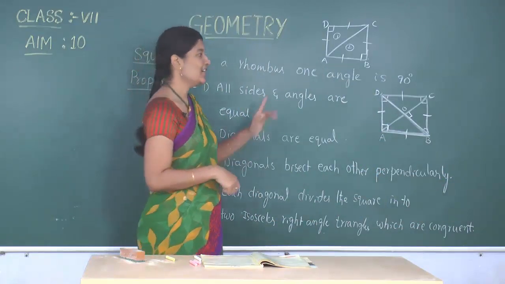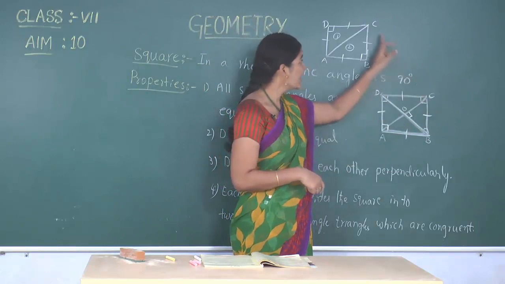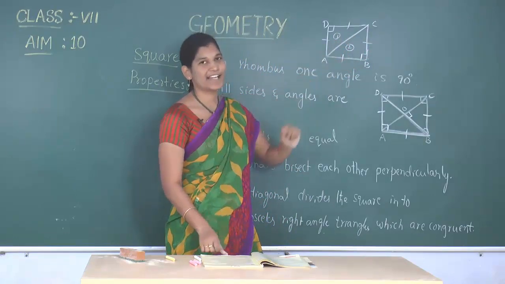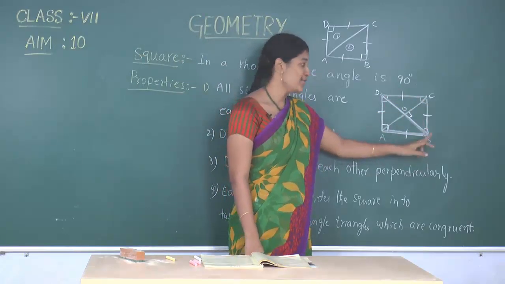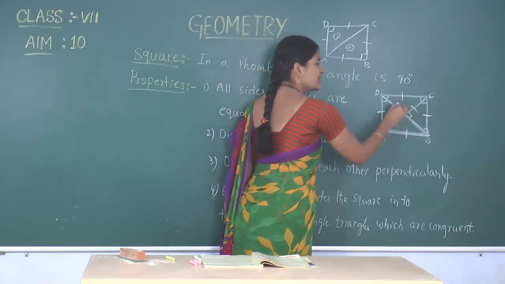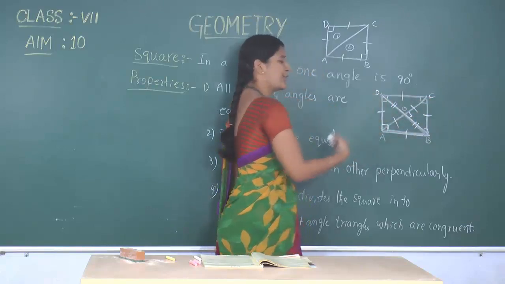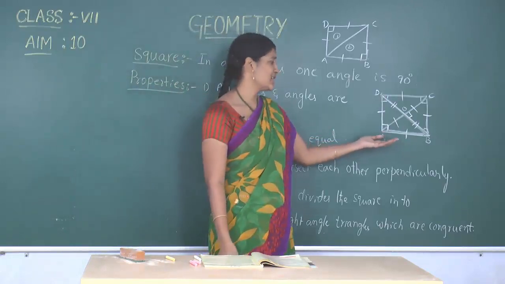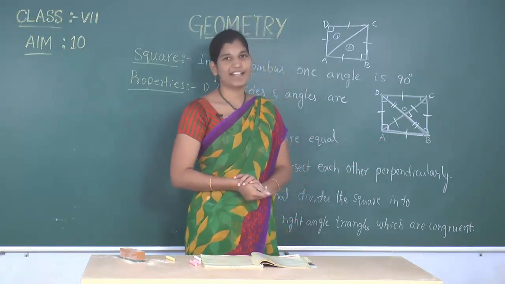Now let me recall: in a square all sides are equal, all angles are equal. Each diagonal divides the square into two congruent isosceles right angle triangles, and both the diagonals are equal in length, and both the diagonals bisect each other at right angles. Bisect means we know, and here OA is equal to OC, OD is equal to OB. And next we can add one more property here: the sum of the adjacent angles is always supplementary, meaning 180 degrees.